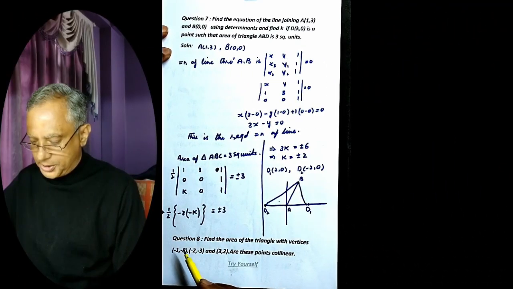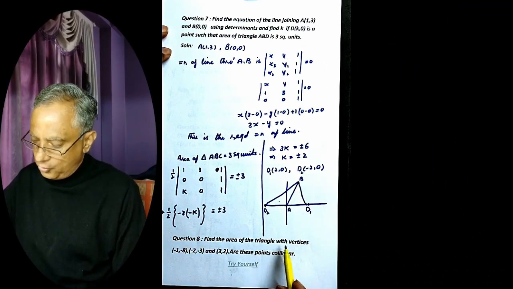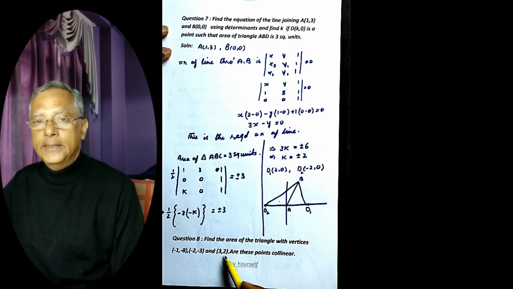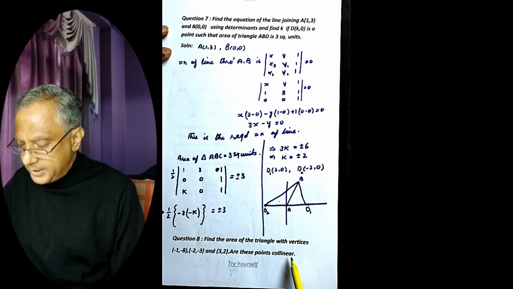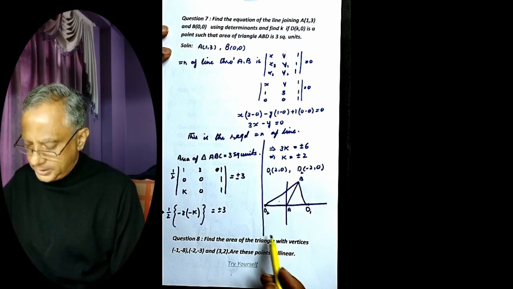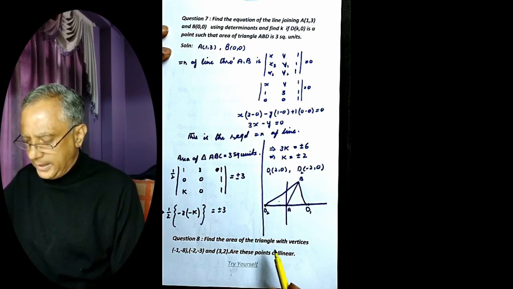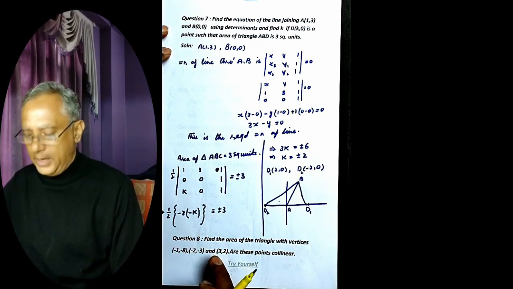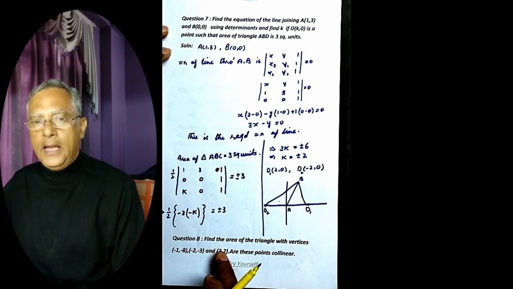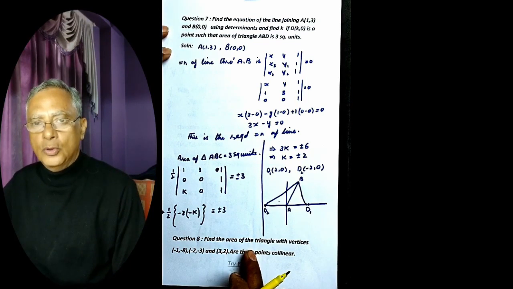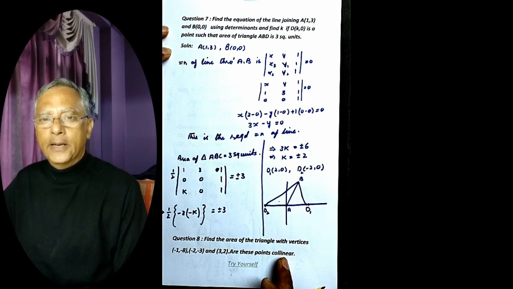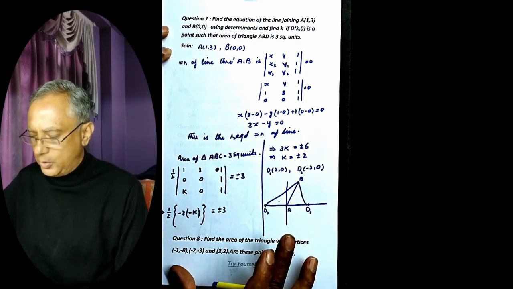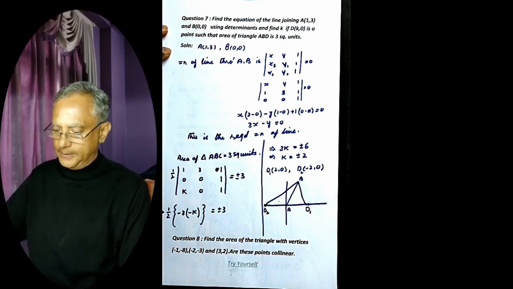Now next question is, find the area of the triangle with vertices this, this and this. Are these points collinear? Now this is a very simple question. You can directly apply the formula for area of triangle and find it. If the area comes out to be 0, then the points will be collinear. And if area is non-zero, then the points are non-collinear. You can try this question yourself.